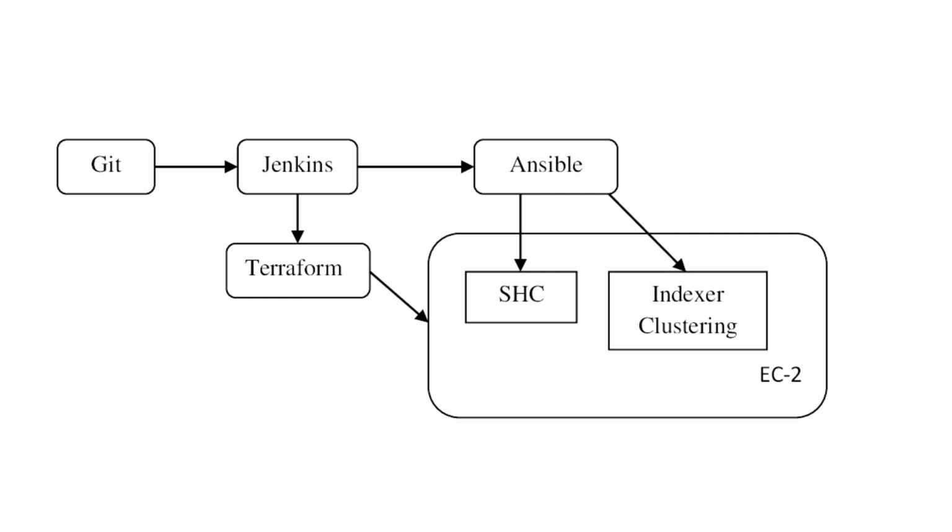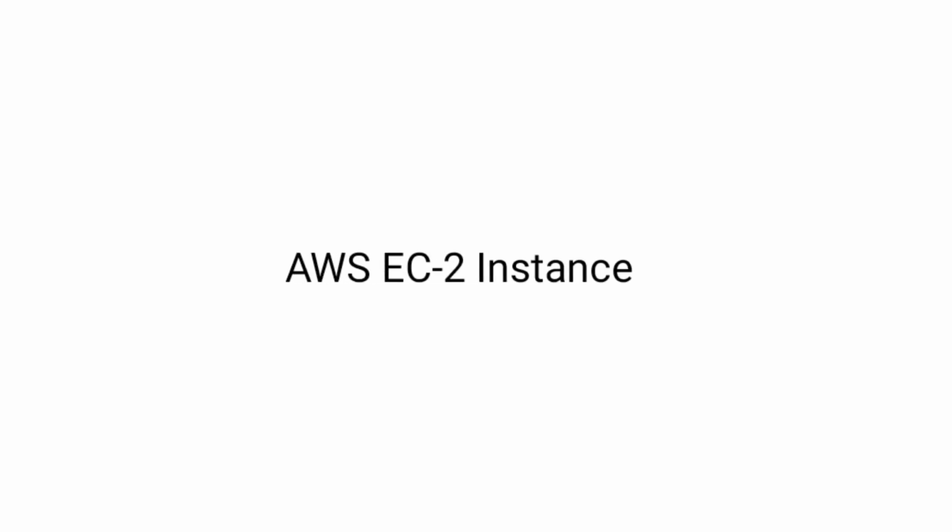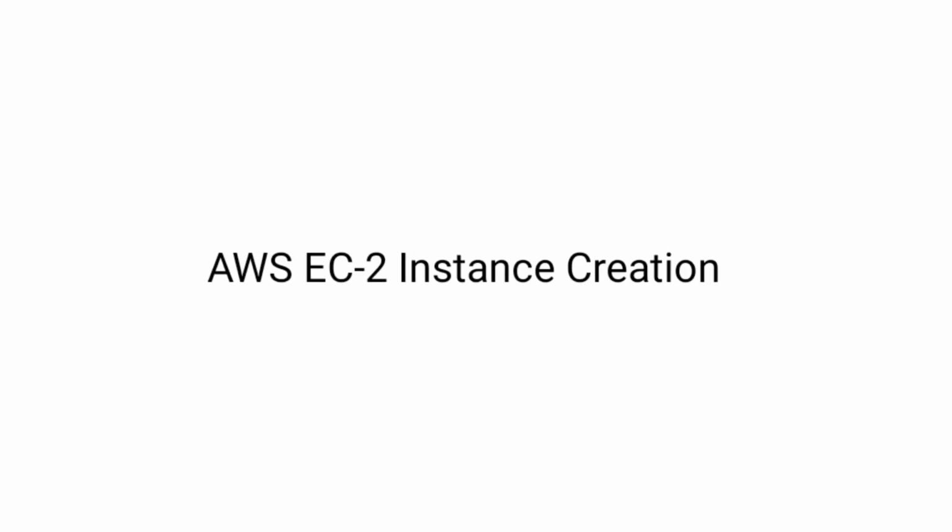Now let's move towards the Jenkins pipeline. How are we going to execute this task using Jenkins pipeline? For this, we require the Ansible plugin for executing the Ansible playbook and the Terraform plugin for executing the Terraform file. Using Terraform, we create the AWS EC2 instance, and using the Ansible plugin, we are going to install Splunk and create the search head clustering and indexer clustering in it. Now let's move towards the first part, AWS EC2 instance creation.